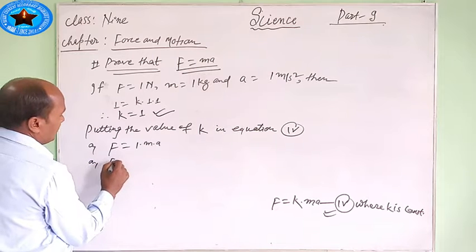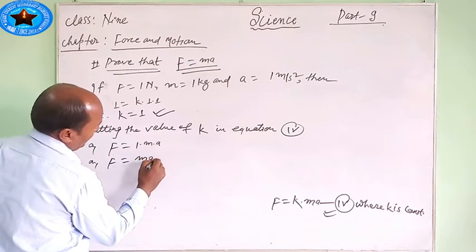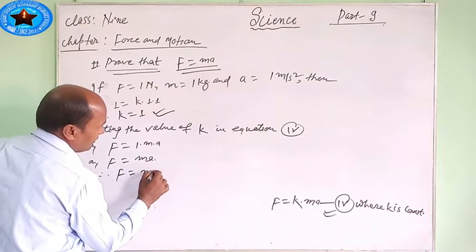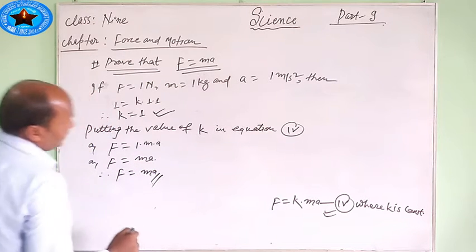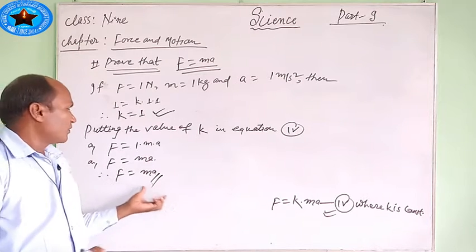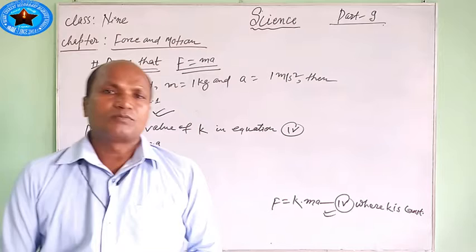Or this F is equal to ma. Therefore, F is equal to ma. In this way, you can also prove it. This is Newton's second law of motion.